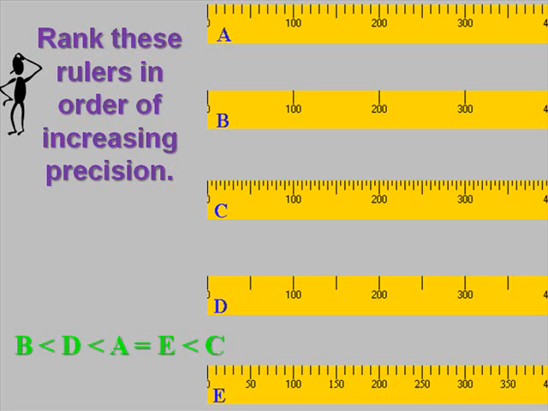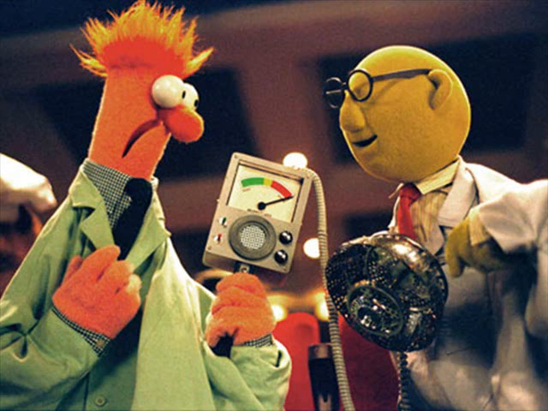We just didn't label the 50 mark. So just because you wrote the number in doesn't make it more precise. It depends upon the increment that's getting used. And of course C would have the greatest precision since it does provide the smallest unit or increment. And as we can see, the Muppets do have a very, very accurate degree of precision with their measurement.